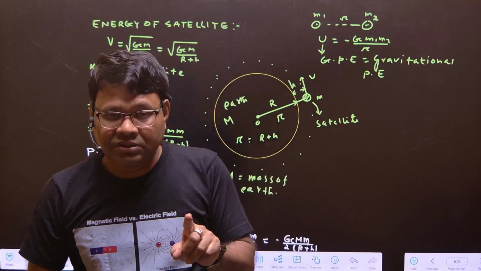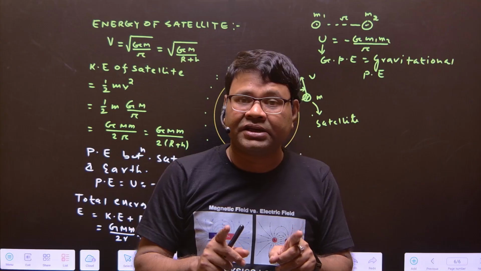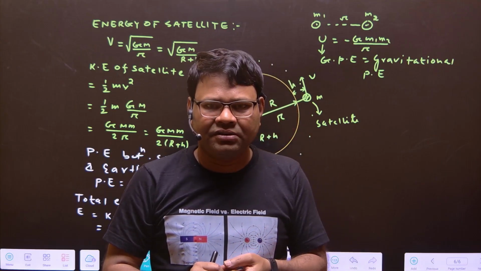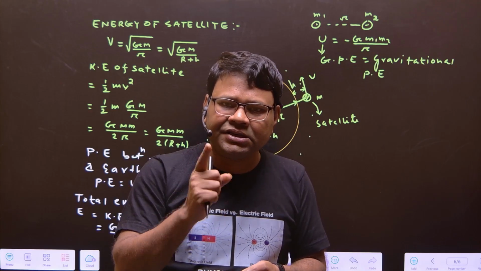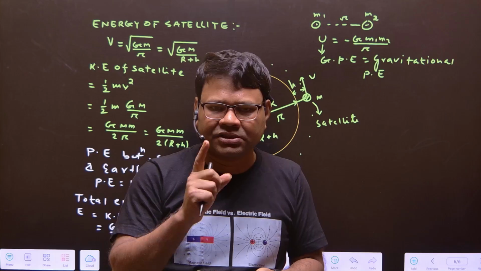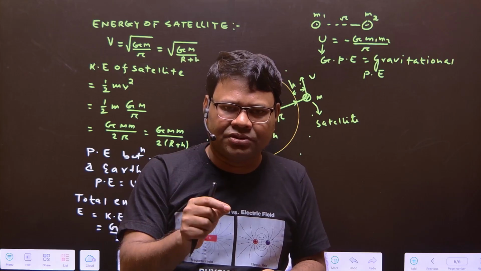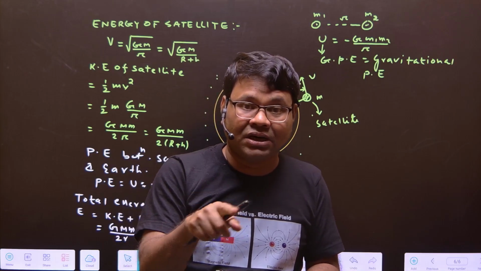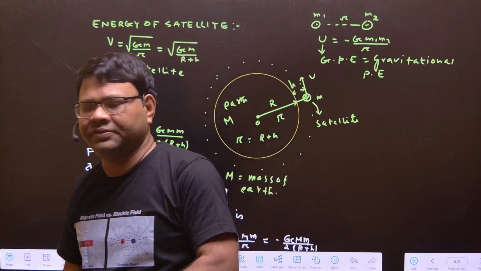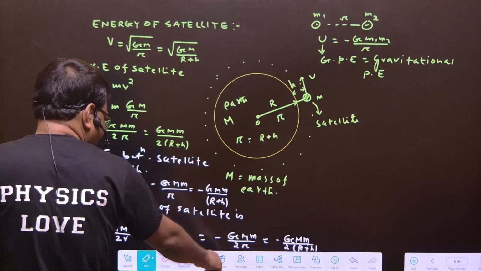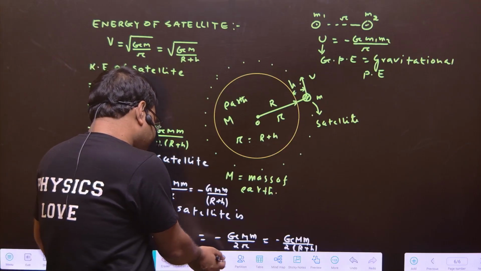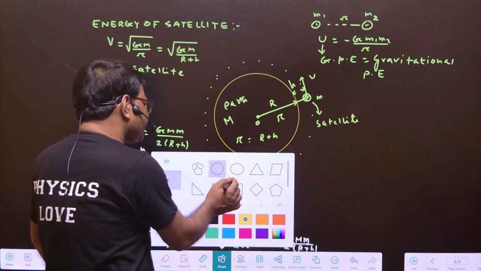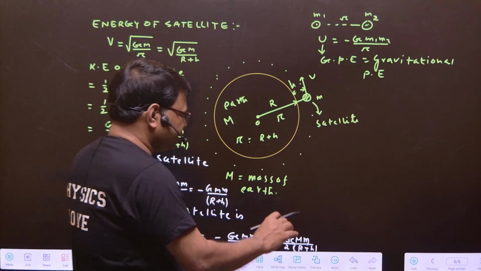Actually, for the total energy of the satellite, the negative sign is coming. The significance is that the satellite is bound to revolve around the Earth. It is the main significance of the negative sign of the total energy. That sentence I am writing here. Okay, students, please copy with me.